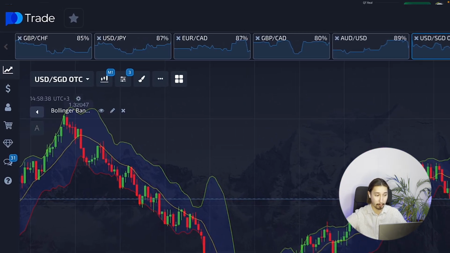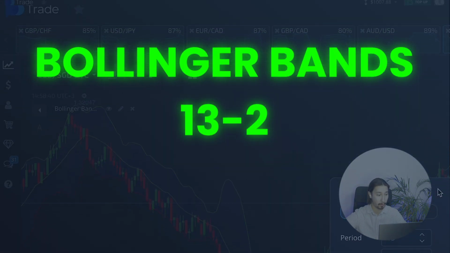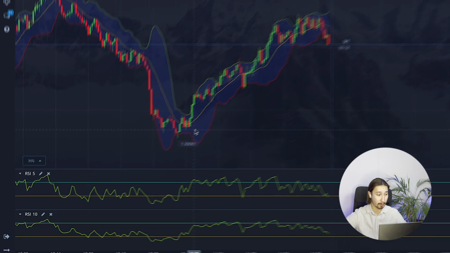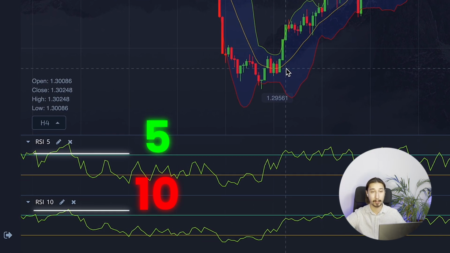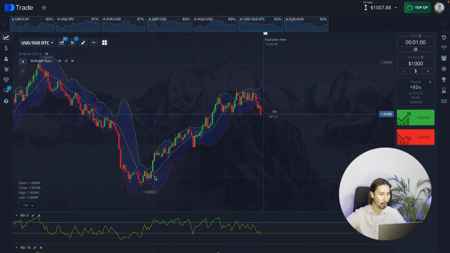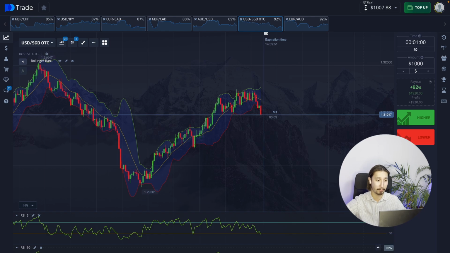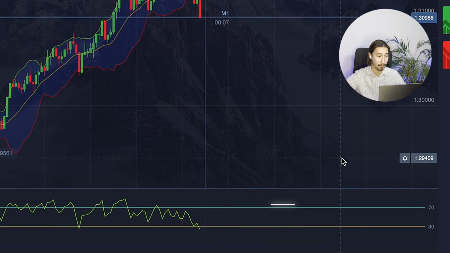Bollinger Bands with a period of 13 and deviation of 2, and also 2 RSI oscillators. The first one has a period of 5, the second one has a period of 10. And we leave the overbought and oversold areas on both oscillators at 70 and 30.